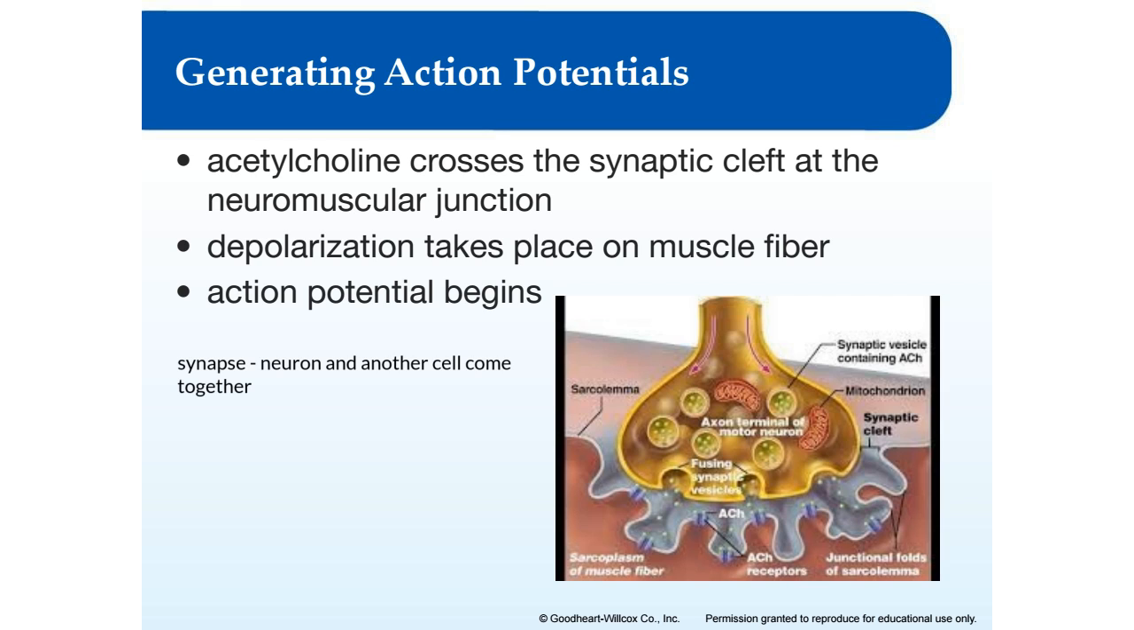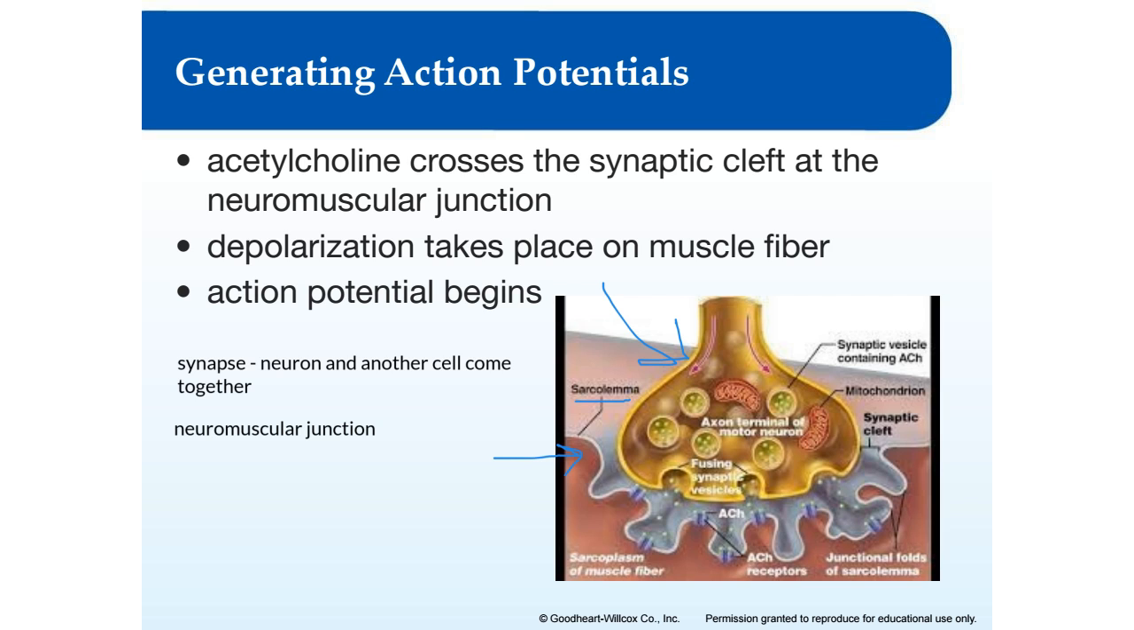As we look at the diagram, the yellowy looking part here, that's the neuron. That's the axon, which is the end of the neuron, coming down to the muscle. And where it says sarcolemma right here, this red part down at the bottom, that's the muscle. This particular synapse is called the neuromuscular junction, because it's where a neuron and a muscle are coming together. And at this neuromuscular junction, we've got a couple of things going on.